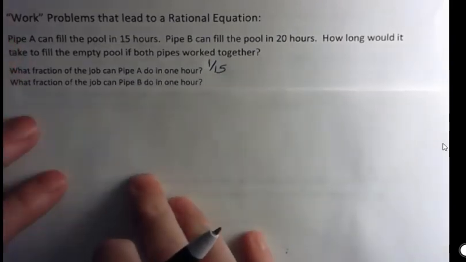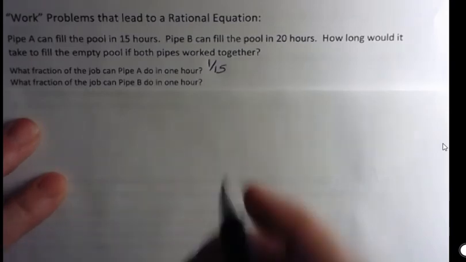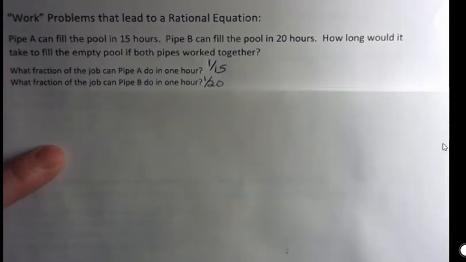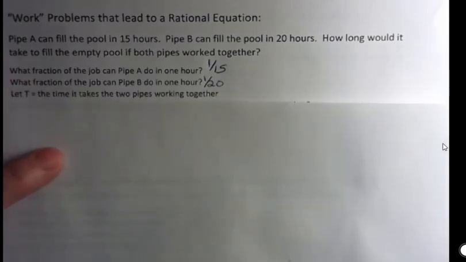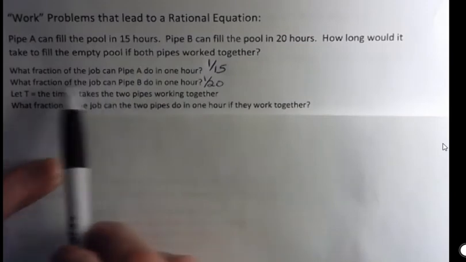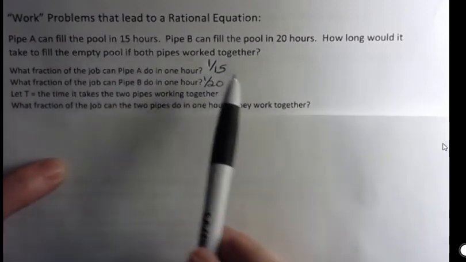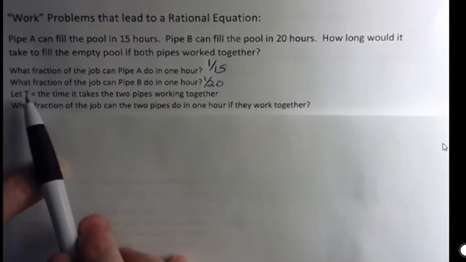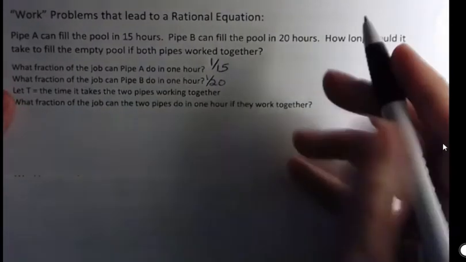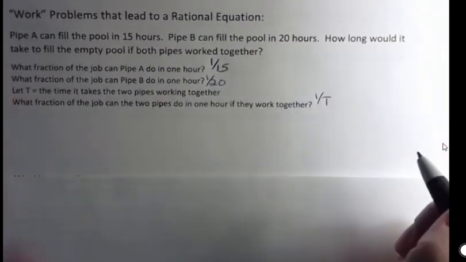What fraction of the job can pipe B do in 1 hour? Well, it can do the job in 20 hours, so we're talking about 1/20. And we're interested in how long if they work together. So I'm going to say let T be the time it takes the two pipes working together. The question is, what fraction of the job can the two pipes do in 1 hour if they work together? This is where people get stumped. Well, how did you do it up here? When it was 15 hours, you did 1/15. When it was 20, you did 1/20. When it's T, you should be doing 1/T, right? So they can get 1/T of the job done in 1 hour.